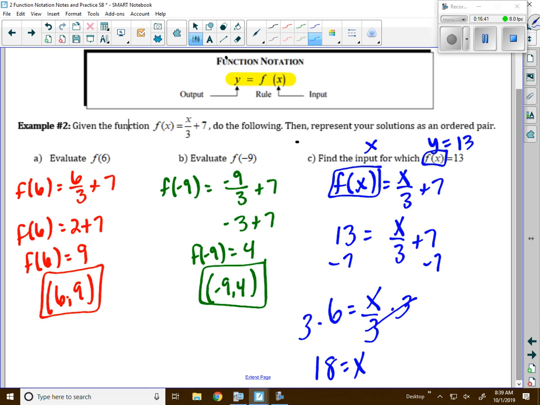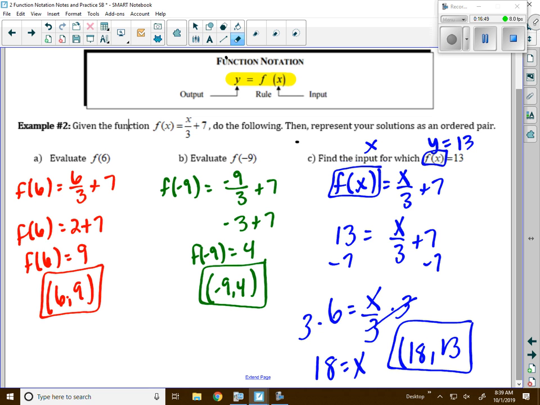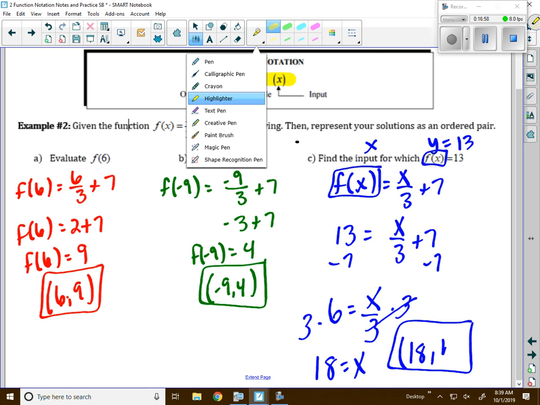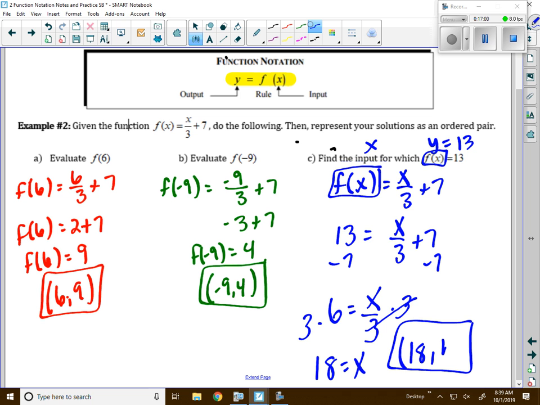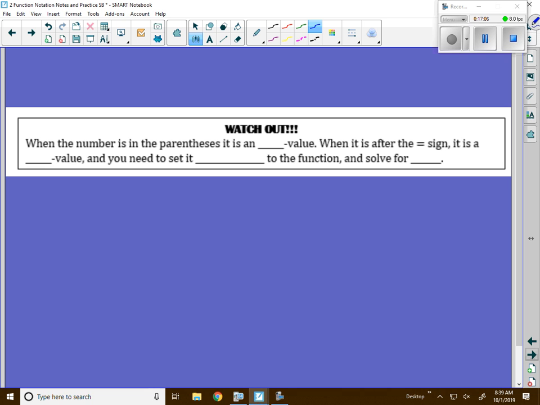So it's different than the other two. So we write this coordinate point, it's 18, comma, 13. That does not look like a 13. Let me try again. Okay, we're going to keep moving. We'll get more practice on that.